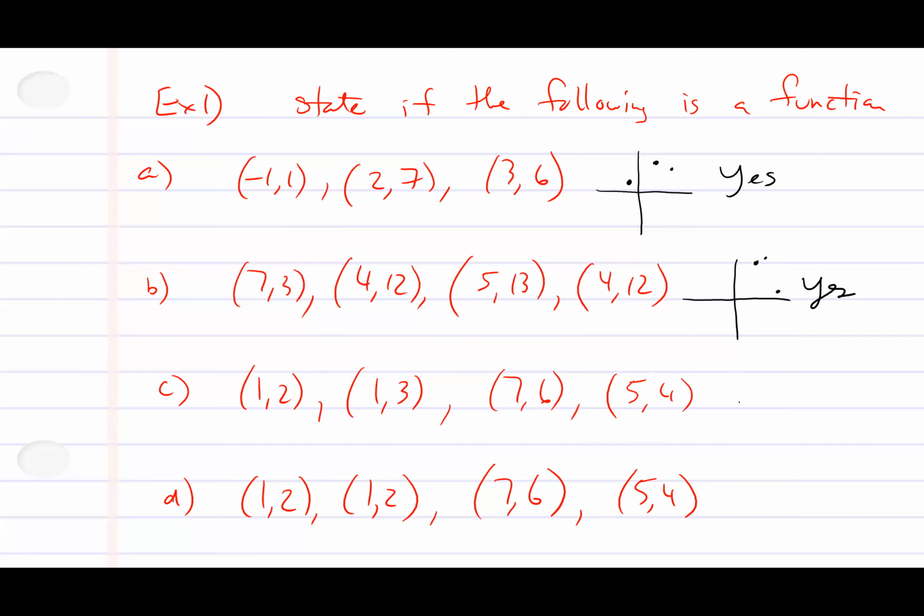C, not a function, right? 1 can't go to a 2 and also go to a 3. I don't think so. That is a no. And D. Yeah, same reason as B, right? D and B are very similar. That is yes, that is a function.